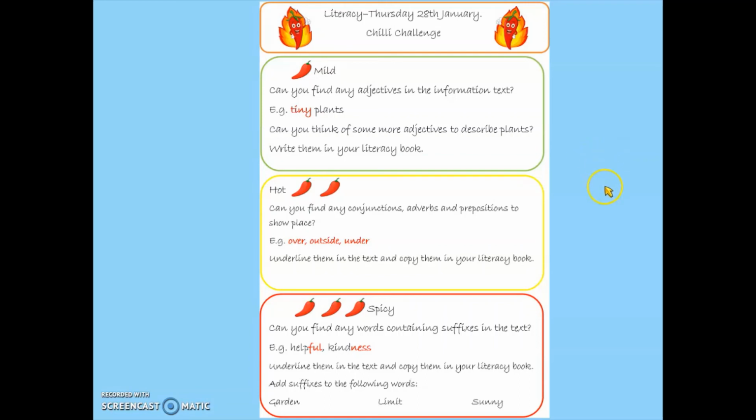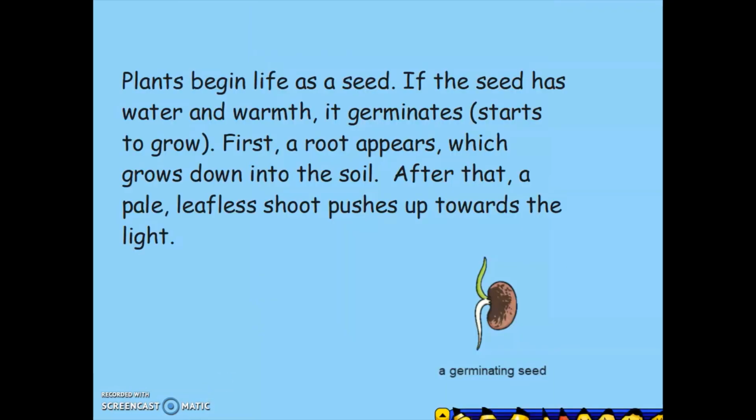The hot challenge is a little bit more tricky. You need to find conjunctions, adverbs, and prepositions to show place. So for example, over, outside, under. For example, in the first paragraph, germination, you could underline up towards.